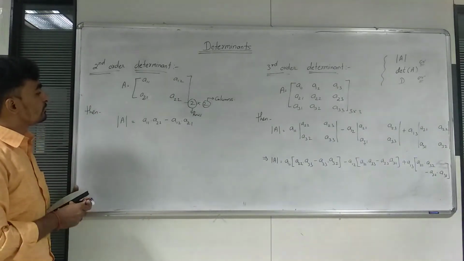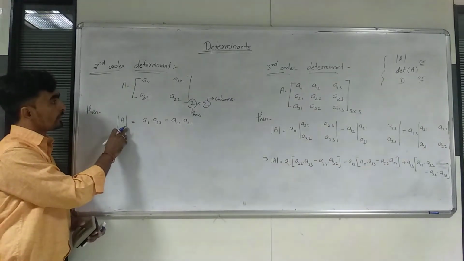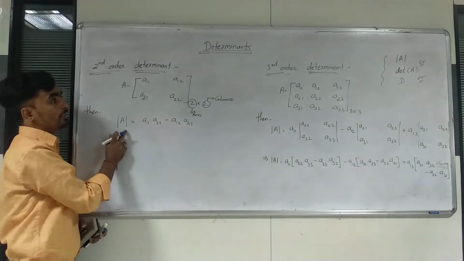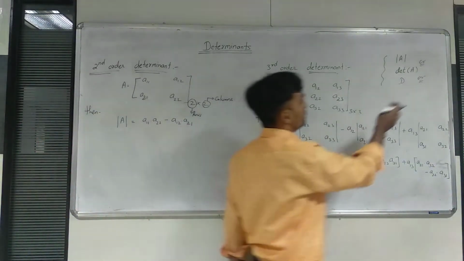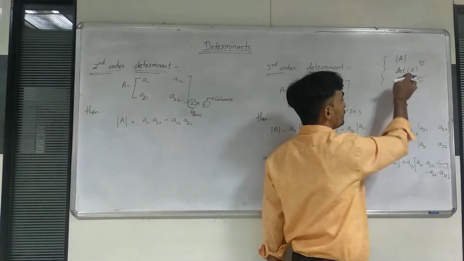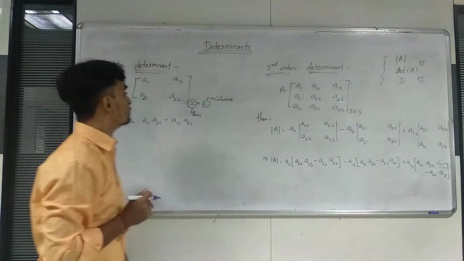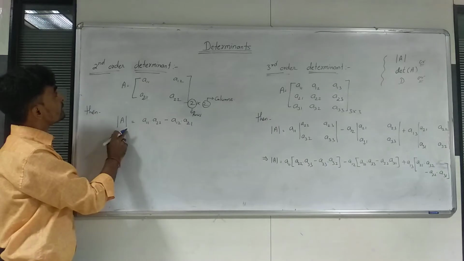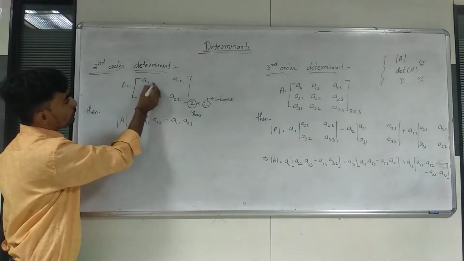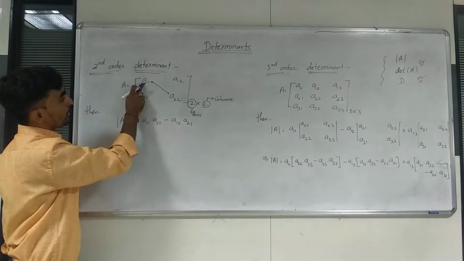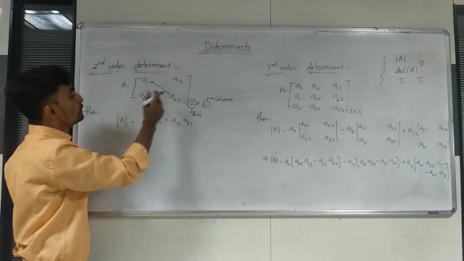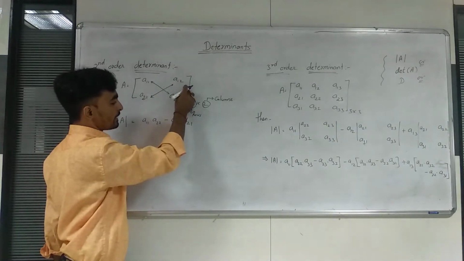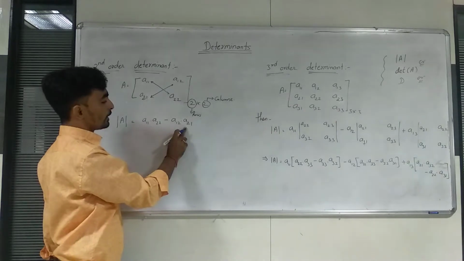For second order determinant, this is the notation of determinant of A. If the matrix given to us is A, then this is denoted by determinant of A. You can also use this notation, or D. Any of the notations you can use. Now, how to solve this one? The second order determinant is the cross multiplication A11 into A22 minus A21 into A12.